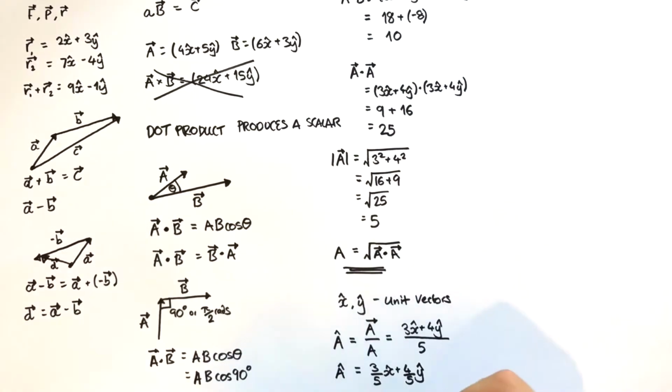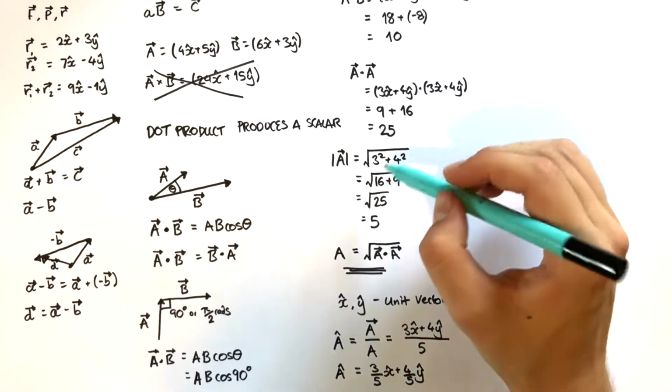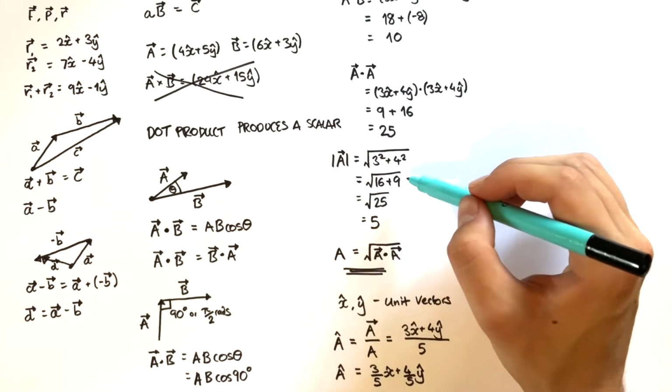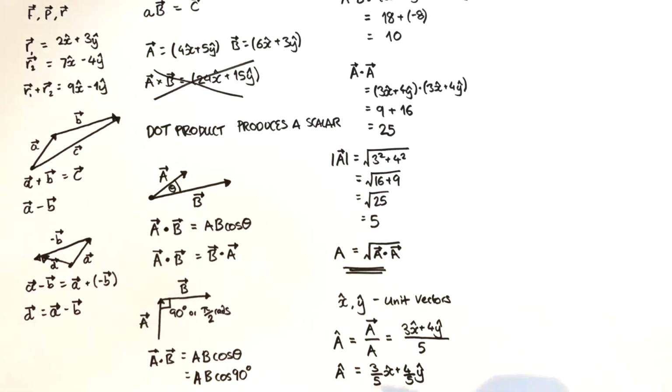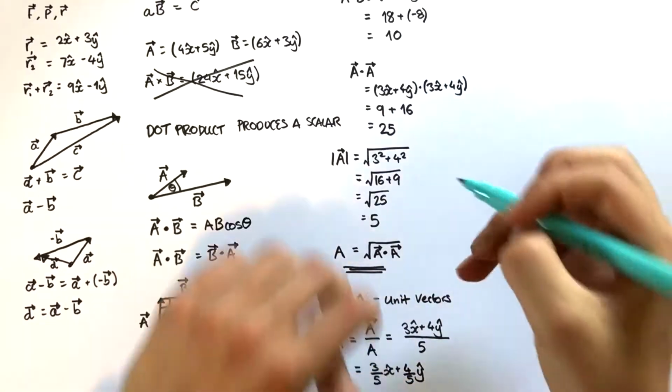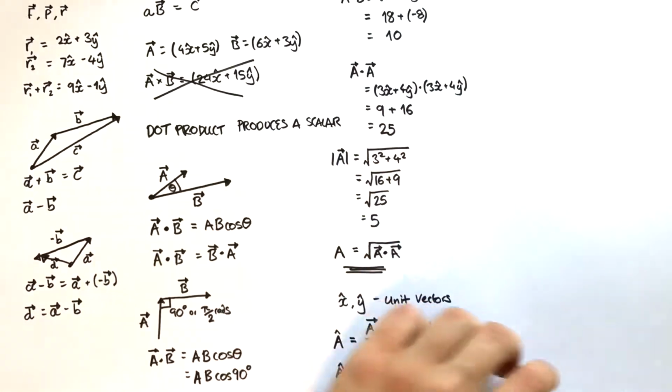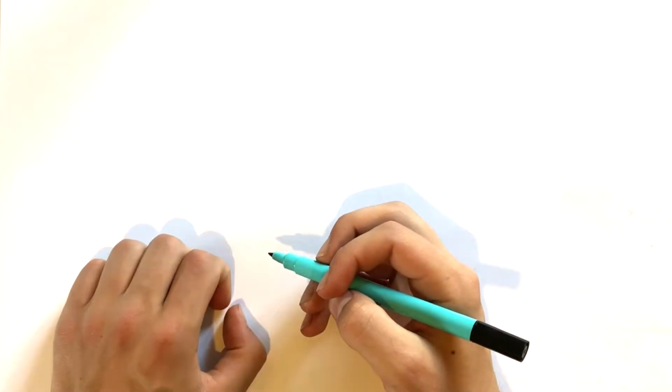And if you work out the magnitude by taking the squares, adding them together and square rooting it, you'll simply end up with 1. So this vector right here points in the direction of A. So that wraps up the dot product. So now let's have a look at the cross product.